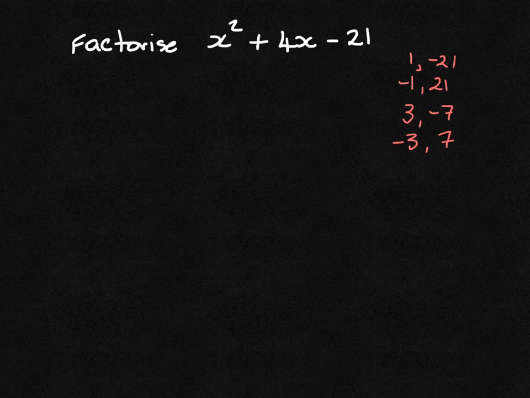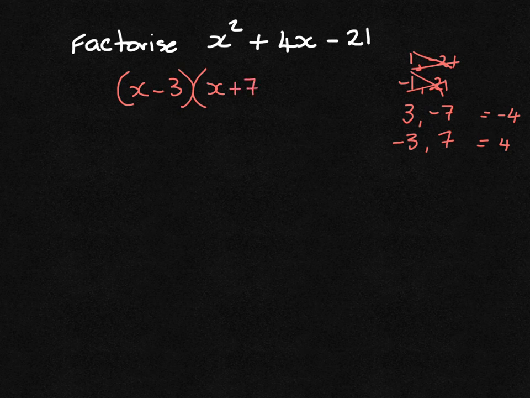So which out of these, when we add them together, gives us +4? Well, it's obviously not the 1 and -21 or the -1 and 21. If we go 3 minus 7, that gives us -4, doesn't it? And we want +4, so therefore it must be -3 and 7. So our answer here is x minus 3, x plus 7. And of course, if you re-expand that out, you'll get back to your answer there.